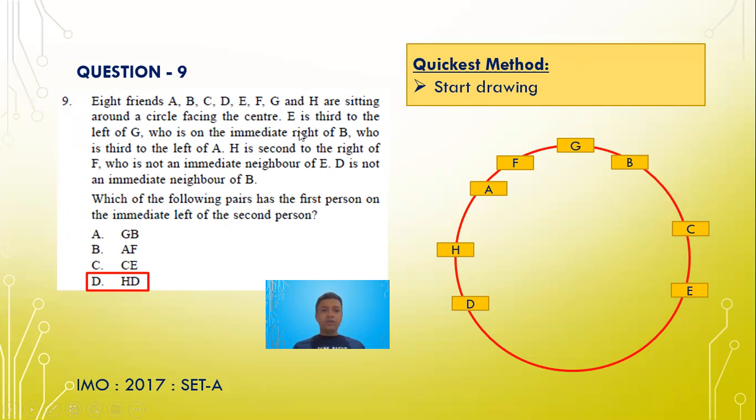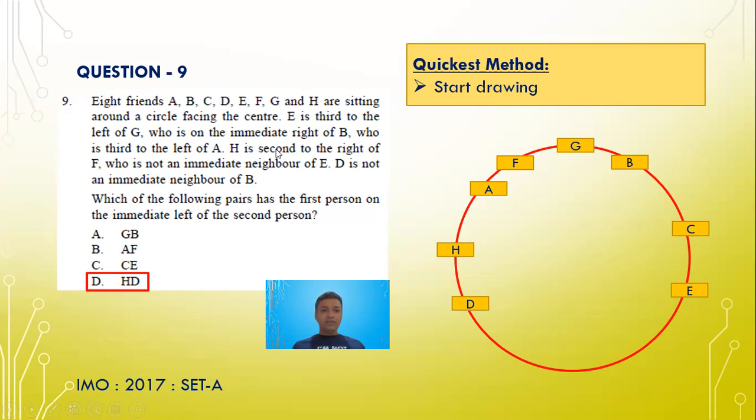Who is on the immediate right of B? G is on the immediate right of B. So if B is here, right will be G. Who is third to the left of A? If A is sitting here, third to the left of A will be B.